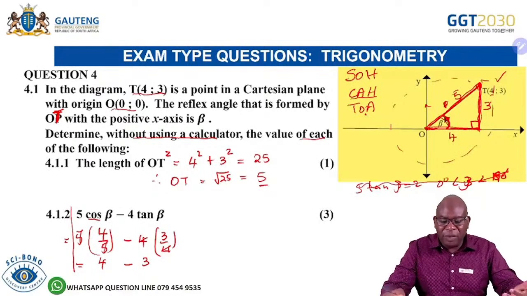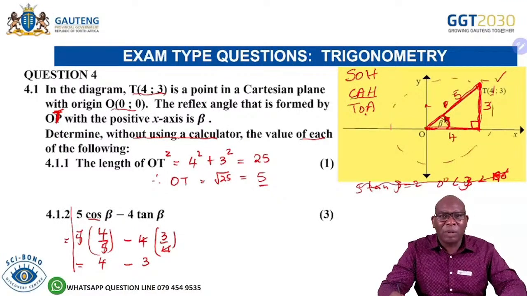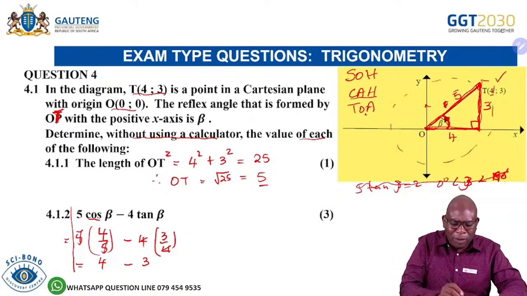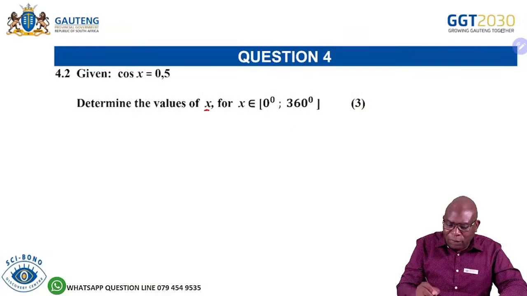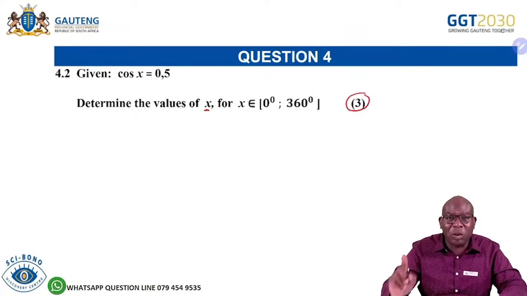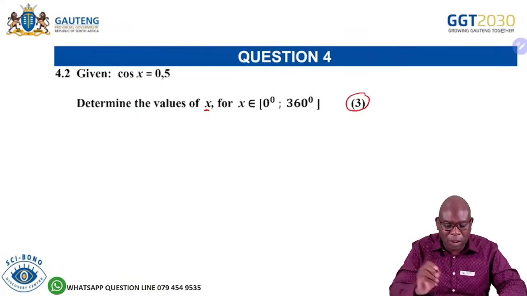4.2, easy, 3 marks. Calculator. You see here, they never said without using a calculator. So calculator, don't have a problem. They said calculate the values of x. If I can't get 3, I must at least get 2 out of 3. How do I get that?